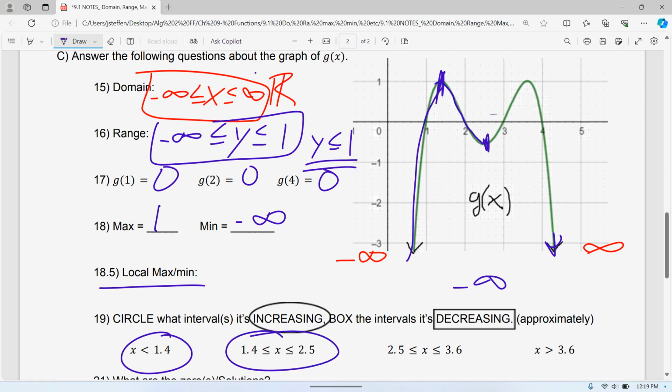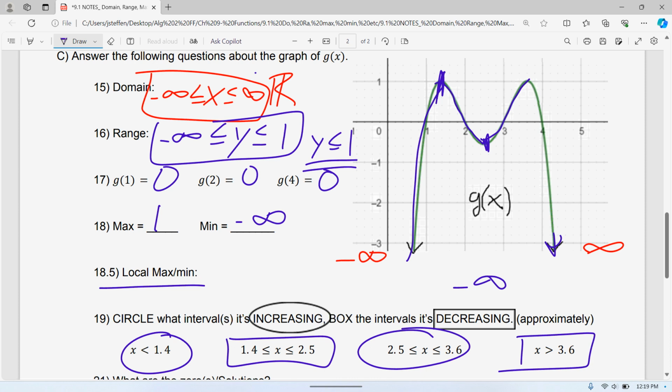Sorry, that's supposed to be box. That's where it's decreasing. Then it increases again, so between 2.5 and 3.6. Again, maybe that's not exact, but that's approximate. And then it decreases, and everything bigger than 3.6, everything between 3.6 and infinity, that's where it's increasing. Now again, since there are decimals like that, I didn't want to make one that you have to do on your own, so I gave you those options.